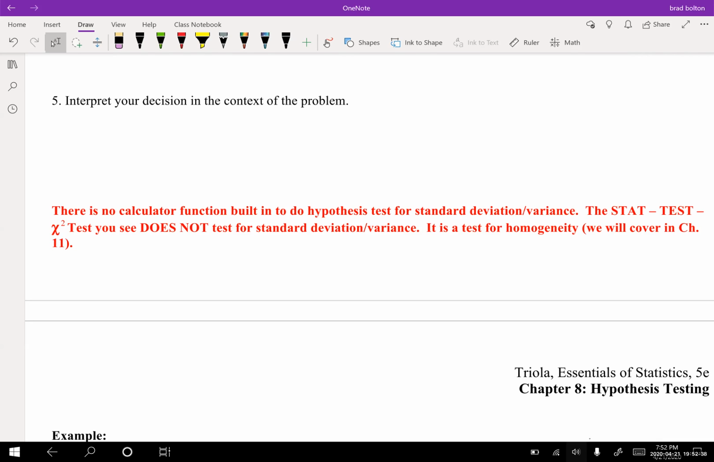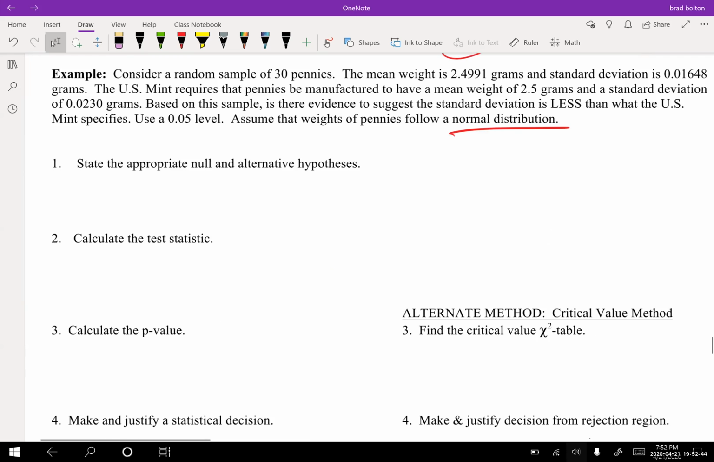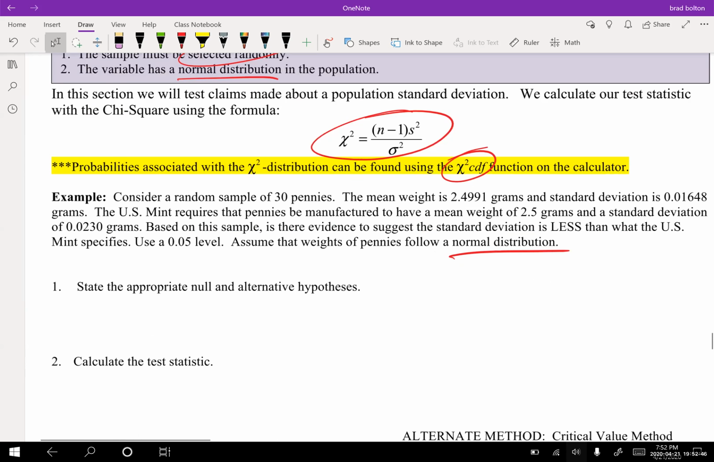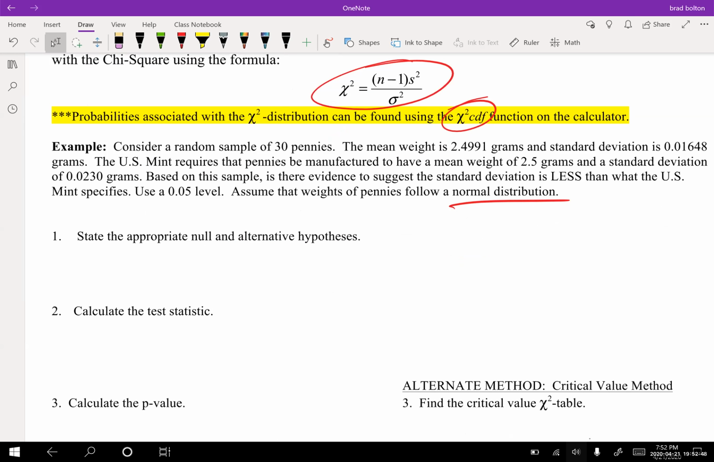So the one that says stat test chi-squared test does not test for standard deviation or variance. It's a test for something else. Okay. So we actually do have to do this one by hand. There is no choice in case. So let's do state the appropriate null hypothesis.